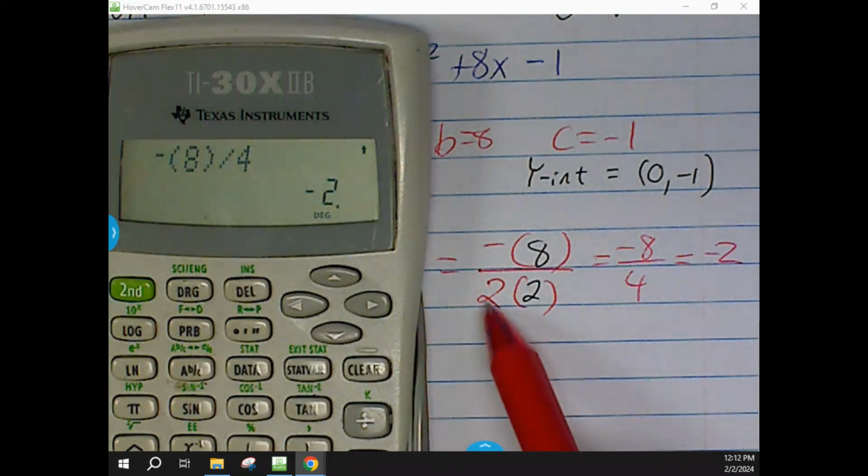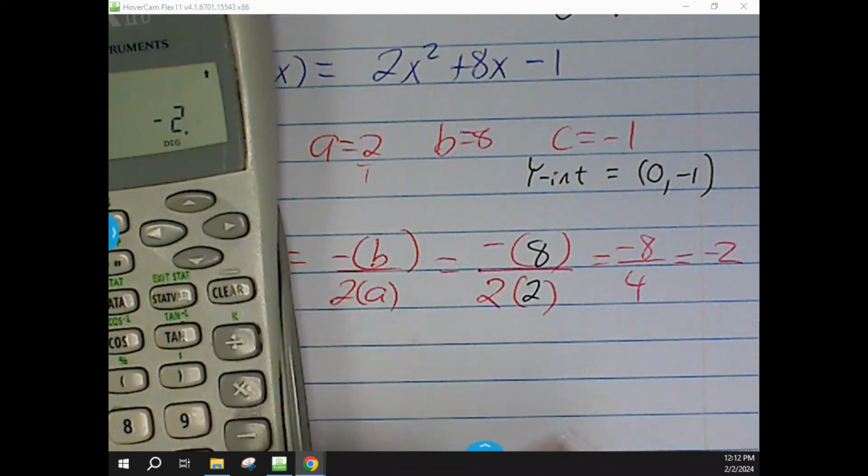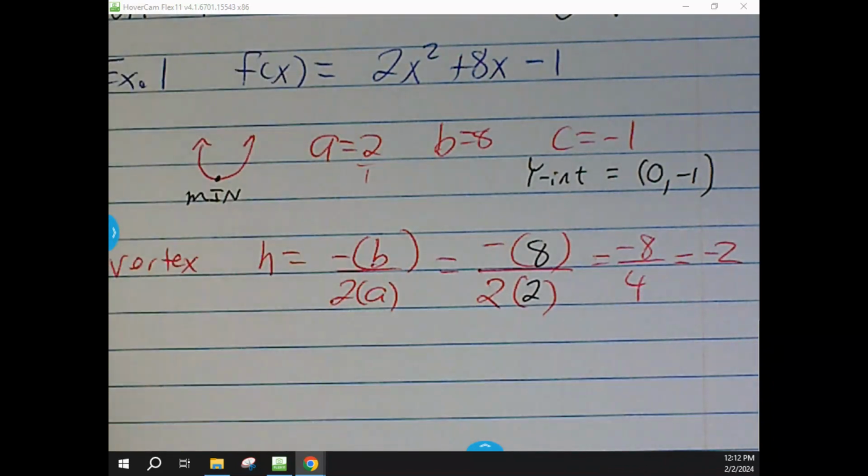So go ahead and double that number and get it to there, and then punch that in. Just make sure, again, you've got your negative with that part, because if that's negative, we'll show you in a second how it'll change that one a little bit. All right, so we got our h value.